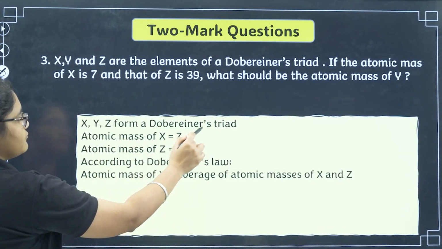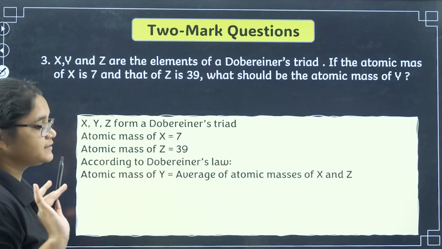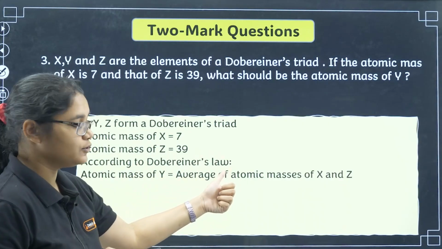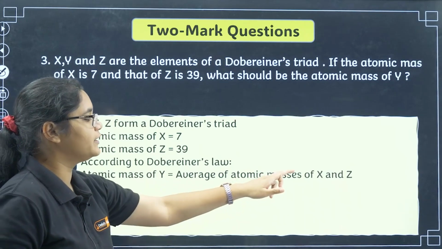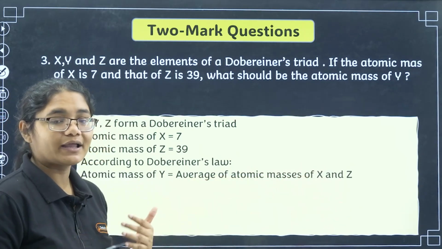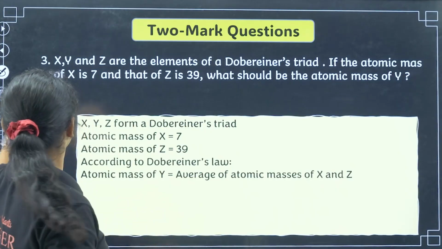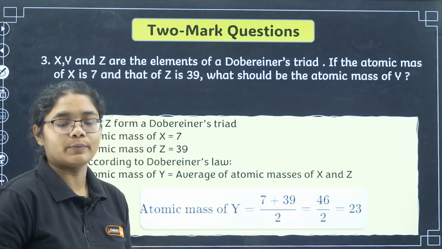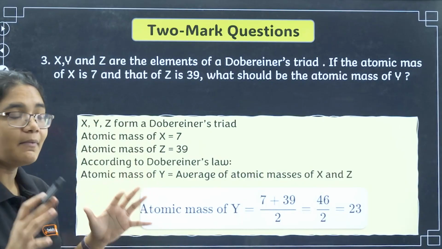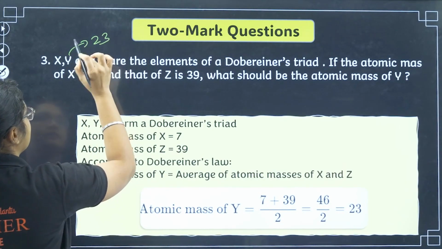So X, Y, Z form a Dobereiner triad. Atomic mass of X is 7, atomic mass of Z is 39. According to Dobereiner's law, the atomic mass of Y, the middle element, is the average of the atomic masses of X and Z. How to calculate the average mass? You have to add X and Z and divide by 2. So that gives 7 plus 39 by 2, which is equal to 23. So what is the atomic mass of Y? Y's atomic mass will be 23.